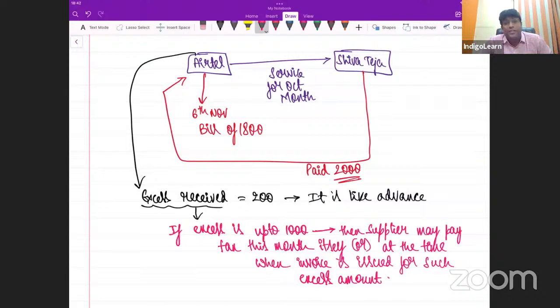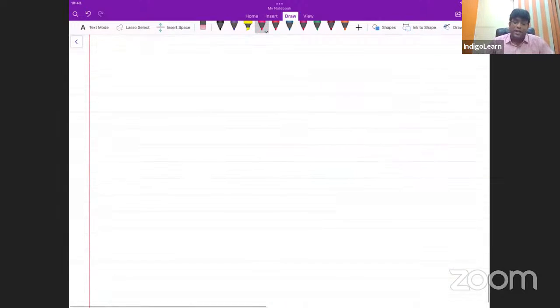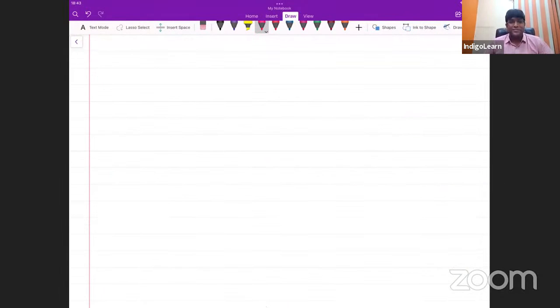Imagine Shiva Teja paid 3,000. So from Airtel's point of view, how much excess did Airtel get? Airtel got 1,200. So when they get 1,200, they should pay GST by treating the time of supply in that month itself, when the advance is received. So this benefit of postponement will come provided the excess amount is not more than 1,000 rupees. Very interesting concept, guys. No doubt about it. So this is the story of 13.2, my dear friends.